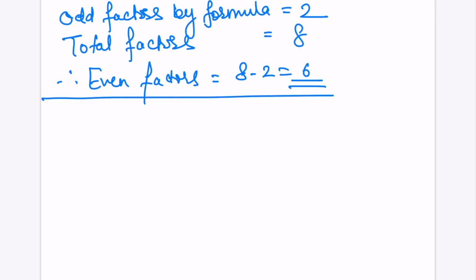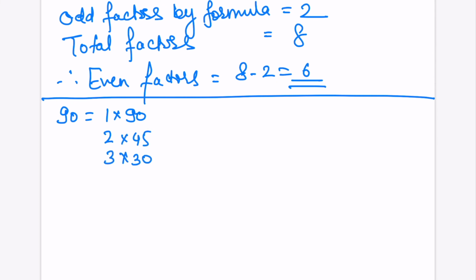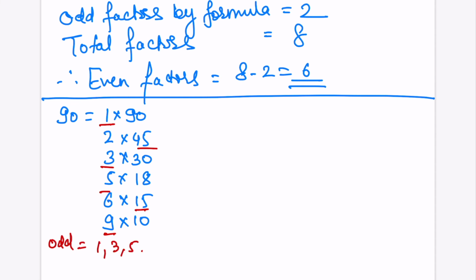So I will take one more example. Let us take an example of 90. We write the factors of 90 as 1 into 90, 2 into 45, 3 into 30, 5 into 18, 6 into 15, 9 into 10. Right? So we can see the odd factors are 1, 3, 5, 9, 15 and 45.